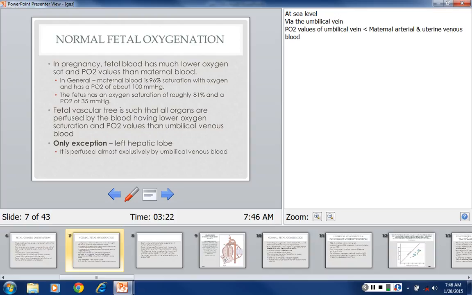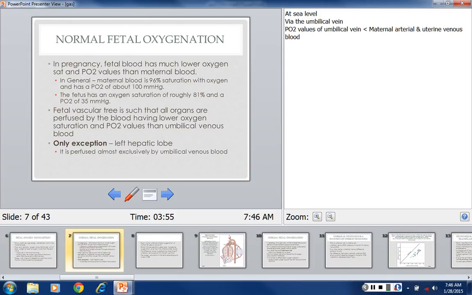So what is normal fetal oxygenation? In pregnancy, fetal blood has a much lower oxygen saturation and PO2 value than in maternal blood. Remember, all these studies are primarily in land and you're considering at sea level. In general, maternal blood is 96% saturated with oxygen and has a PO2 of about 100. The fetus, however, has an oxygen saturation of only about 81% and a PO2 of about 35. And this is all in studying the umbilical veins.